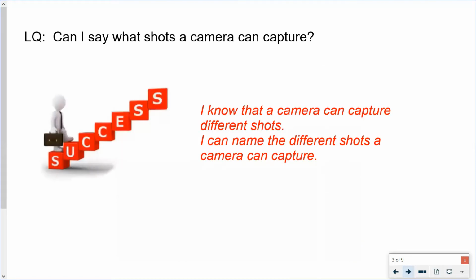Fantastic. So let's move on to today's learning and have a look at our learning question. Your learning question today is, can I say what shots a camera can capture? Your steps to success are to know that the camera can capture different shots and to be able to name the different shots that the camera can capture.